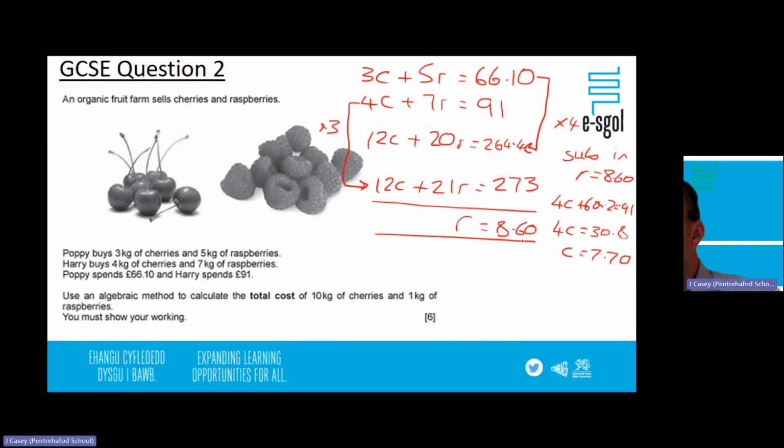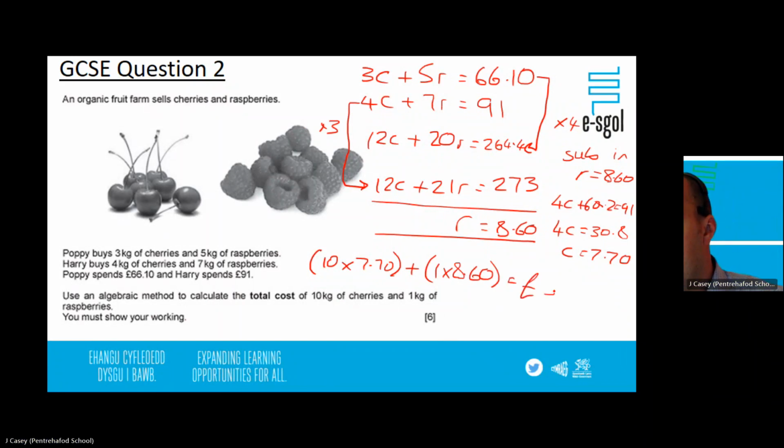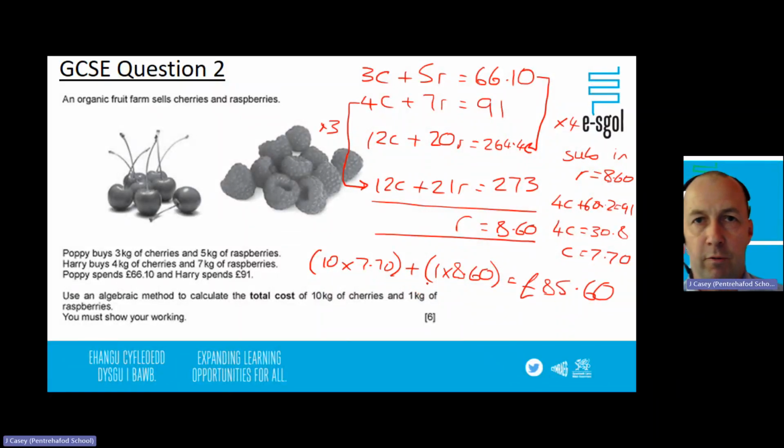Okay. So I've got the value of R now. Raspberries are £8.60 a kilo. Cherries are £7.70 a kilo. And what I'm now going to do is just answer that last question: find the total cost of 10 kilograms of cherries. So it's going to be 10 multiplied by the cherries, which is £7.70, adding on 1 multiplied by 8.60, which is obviously just £8.60. Work those two out, and we have an answer of £85.60. That is a lot of money to spend on fruit.